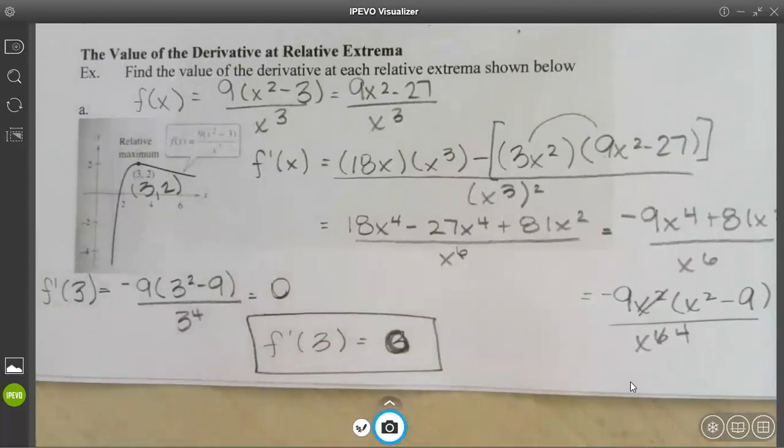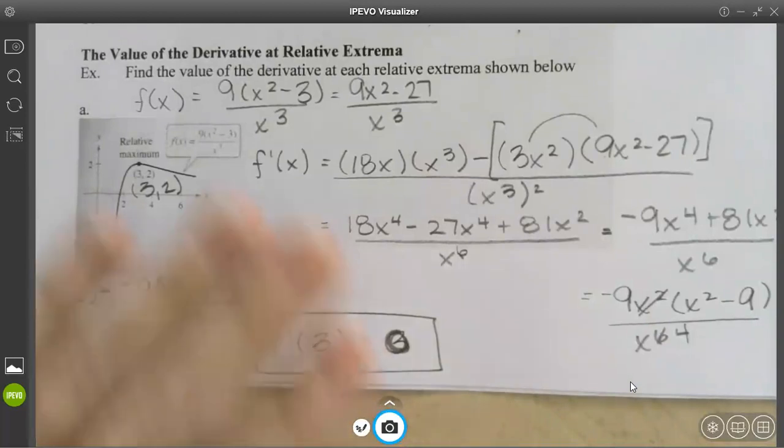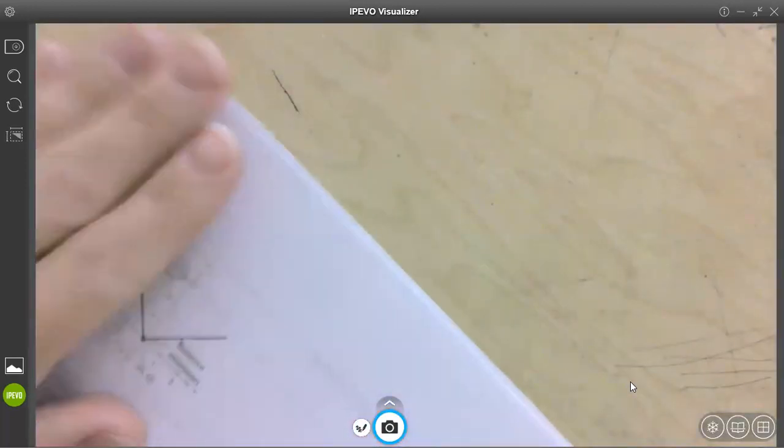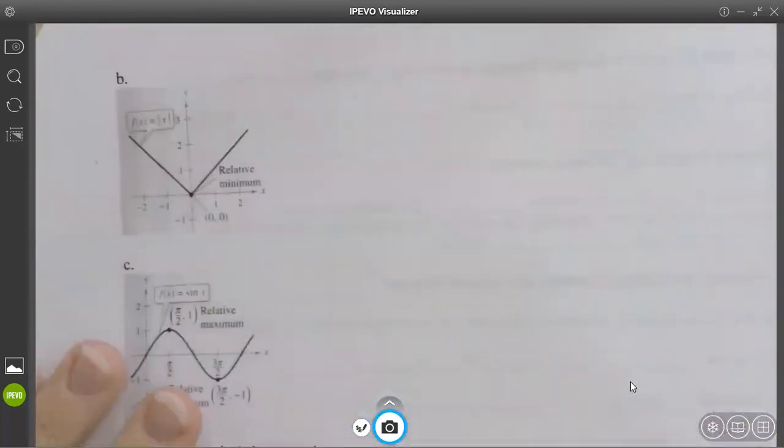So find the derivative, plug in 3. Same thing that we've been doing. It's the same as finding the slope. So we've already done this, not anything new. It's just doing it at the relative extrema.